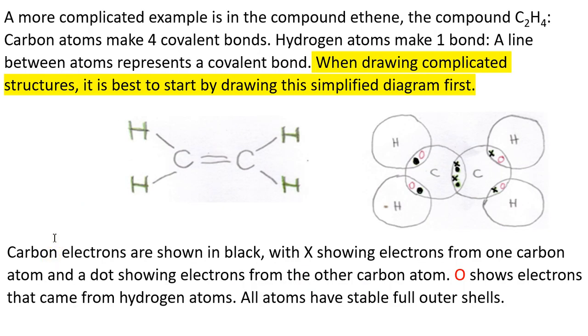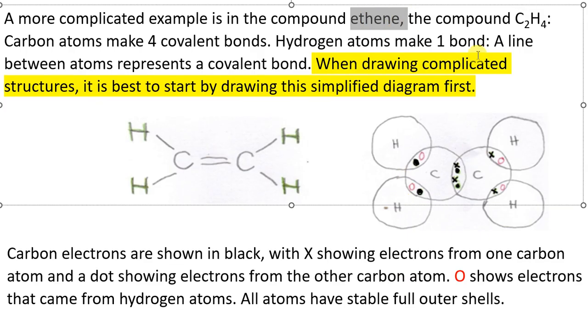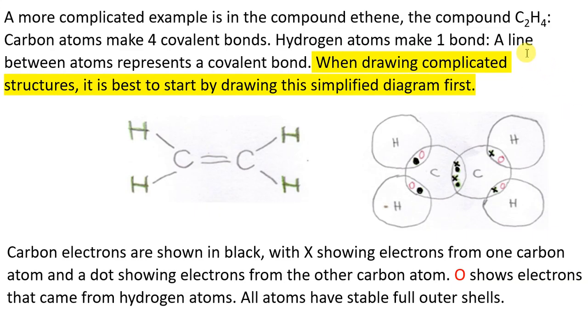Getting a little bit more complicated now, but as complicated as it ever will be. This compound, ethene, which we'll get to know when I make a video on organic chemistry, has chemical formula C2H4. Carbon atoms can always make 4 bonds. Hydrogen atoms can make 1 bond. Now, that being the case, a line between the atoms represents a covalent bond. If I'm drawing something complex like this, I would always draw using the lines to show the covalent bonds first.